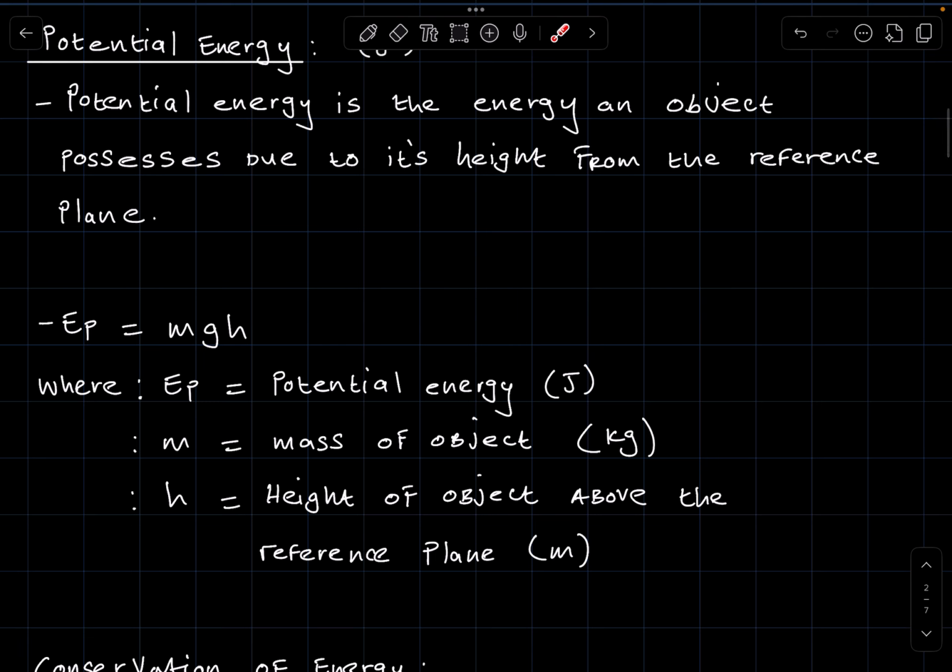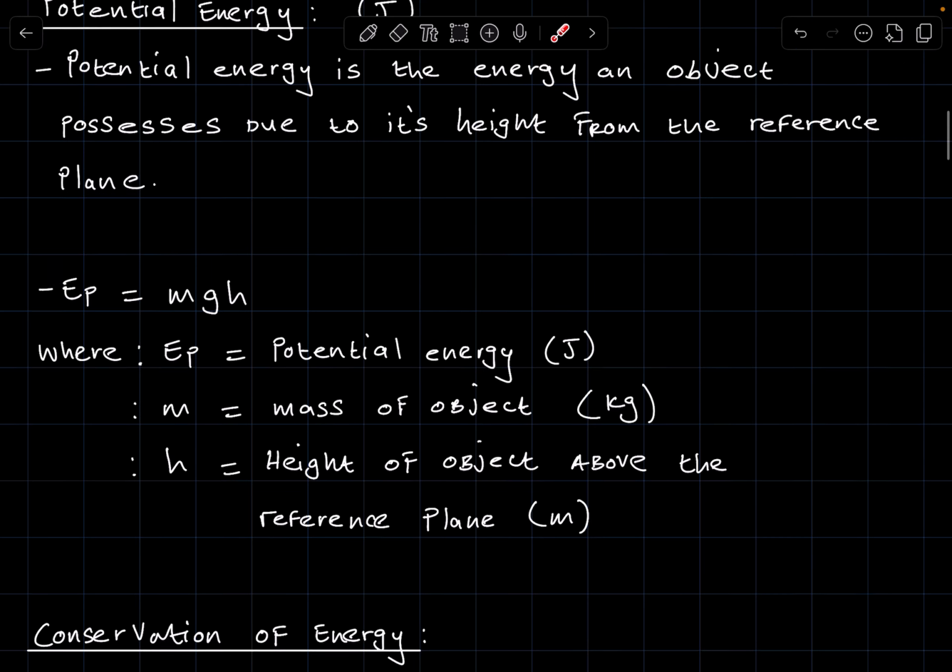Now, as far as how we denote potential energy, we denote it as EP, and EP is equal to mgh, where EP is the potential energy, m is the mass of the object in kilograms, and h is the height of the object above the reference plane. Now, I'm going to explain this further when we look at the free body diagram of how we look at the conservation of energy for an object.